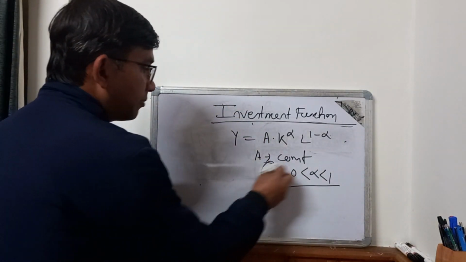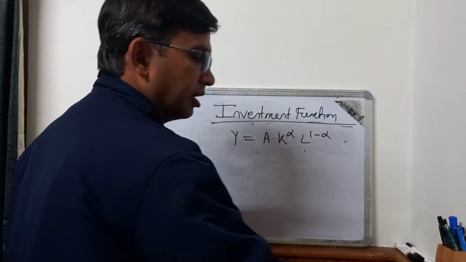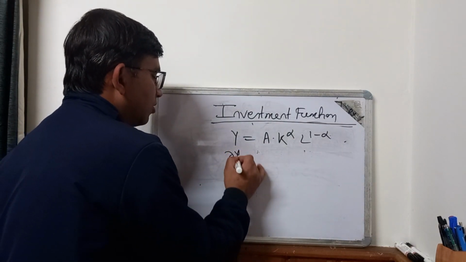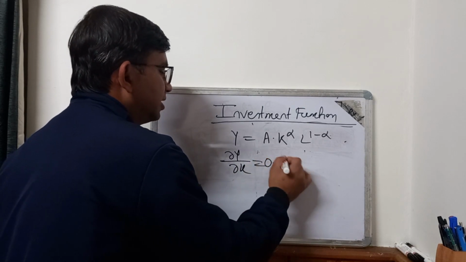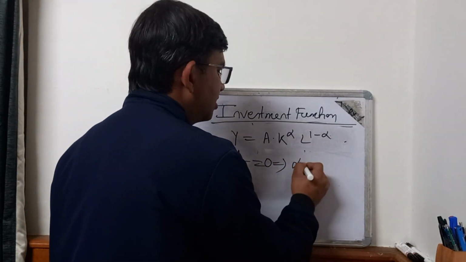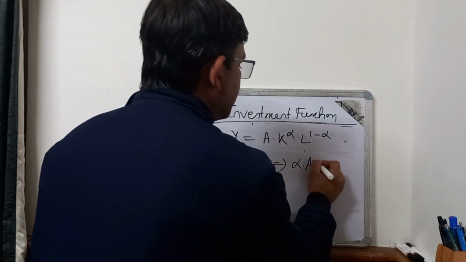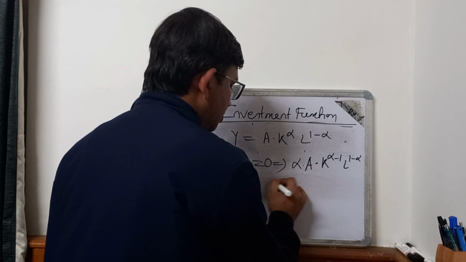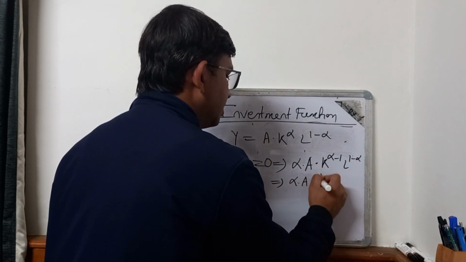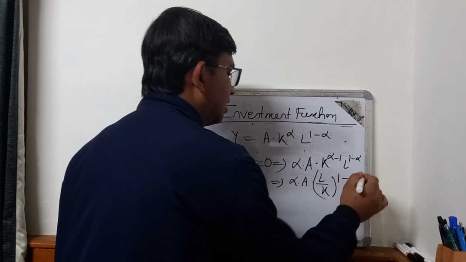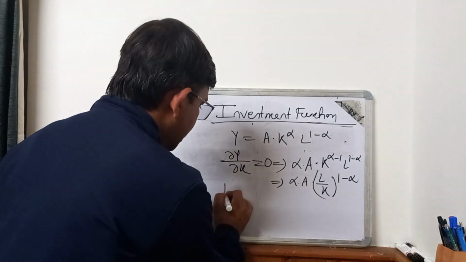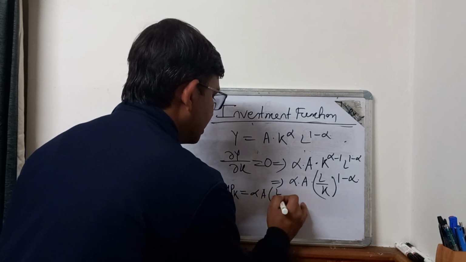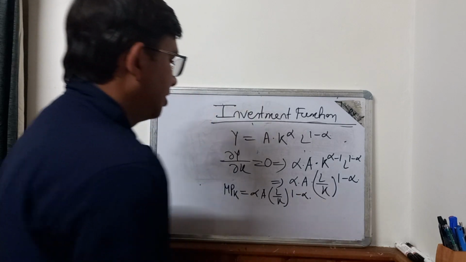The next part, we have to determine the marginal productivity of capital. That will be the demand curve for capital. So we differentiate partially with respect to K: del Y by del K equals alpha into A into K to the power alpha minus 1 L to the power 1 minus alpha, or we can write it as alpha into A into L by K to the power 1 minus alpha. So the marginal productivity of capital equals alpha into A into L by K to the power 1 minus alpha.